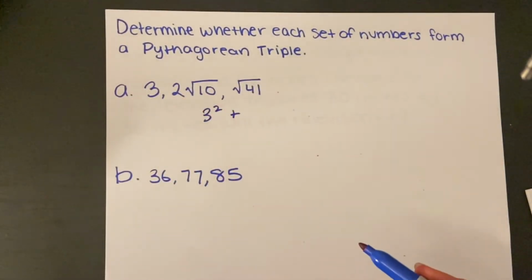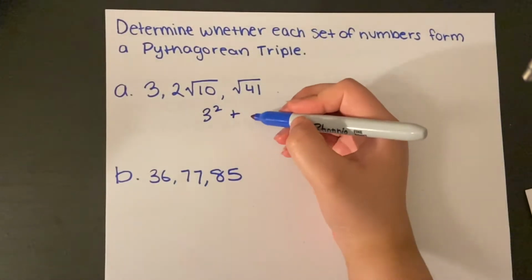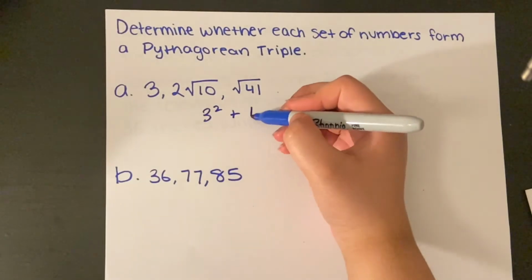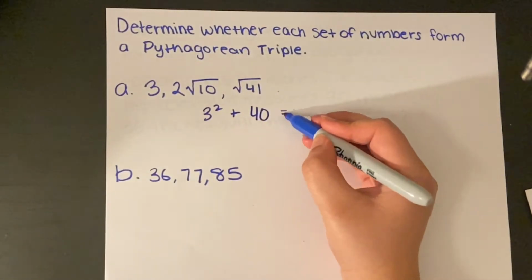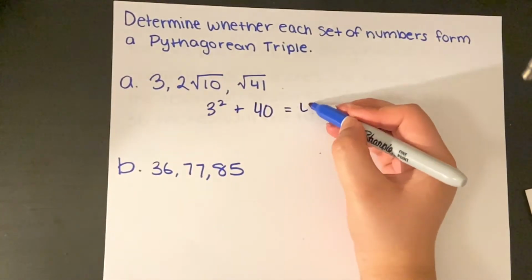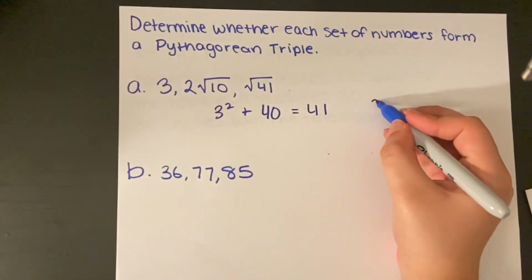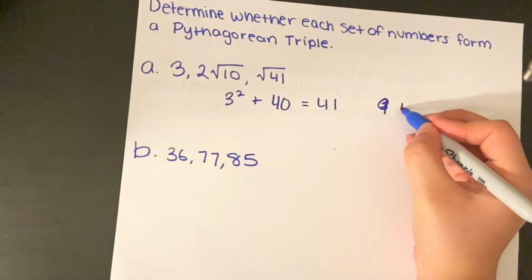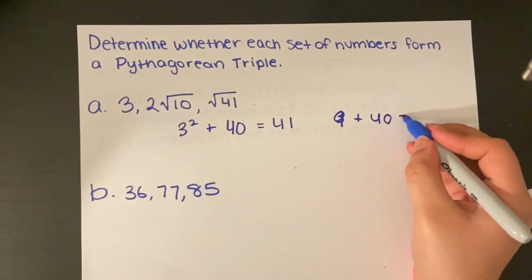So 2 times 2 is 4, the square root of 10 squared is 10. So 10 times 4 is 40. So we'll just put 40 here. Is equal to the square root of 41 squared, which is 41. So 3 times 3 is 9. So 9 plus 40 equals 41.